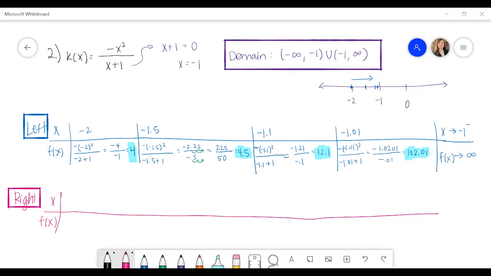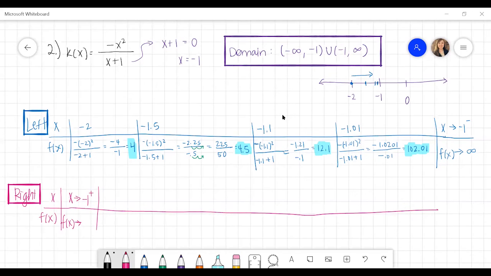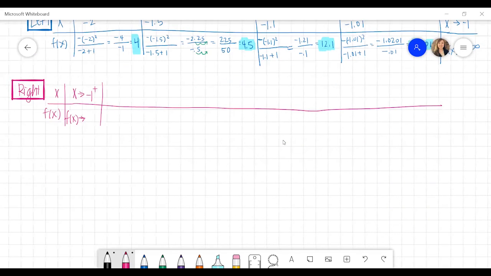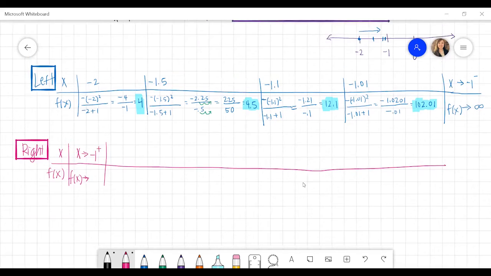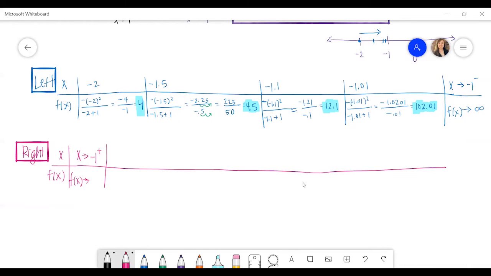and we say x goes to negative 1 from the right side now, where is f of x going? So let's pick, I guess I hid my number line. I guess that was a bad idea, right? Just to the right side of negative 1. Again, I kind of want to match values. So maybe negative 0.99.